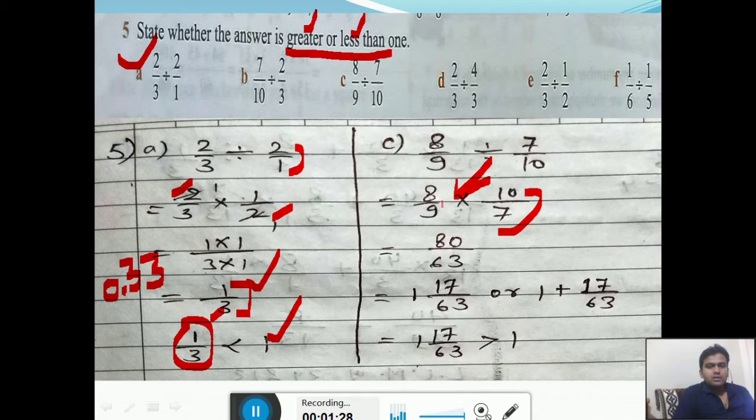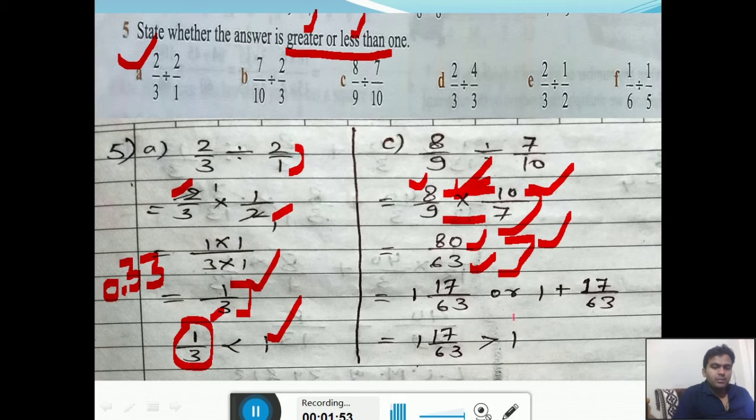Now there is no common factor among the numerator and denominator of each fraction. So we multiply: numerator multiplied with numerator, denominator multiplied with denominator. So 8 into 10 equals 80, and 9 into 7 equals 63. Now this 80 upon 63 is an improper fraction.